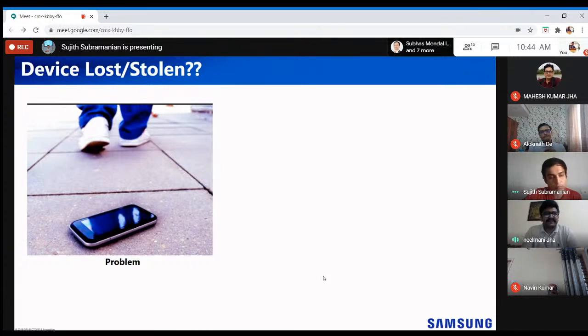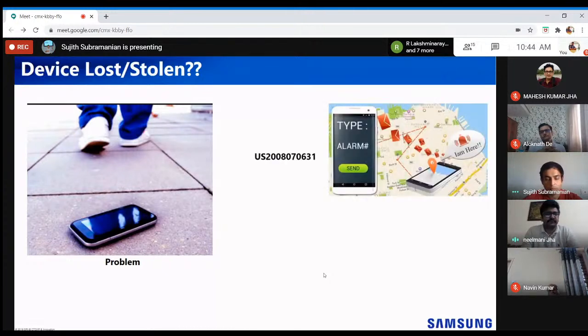So this particular example, if we see, you are forgetting your device, the device getting lost. So the problem here is to identify where the device is right now, or who has taken my device. Because once you lose it, many a times you don't have any clue where the mobile phone is. So how to identify where the device is? What will you do?